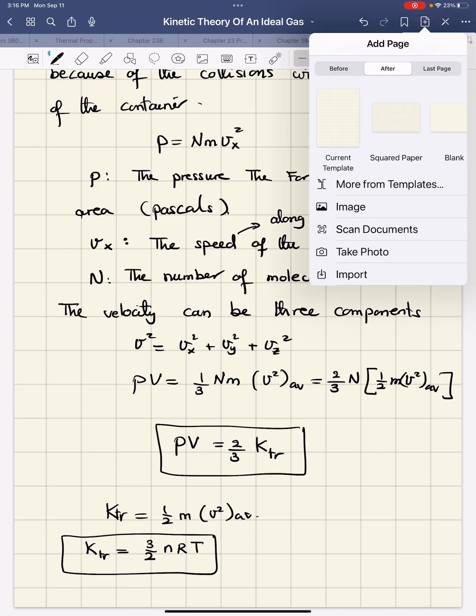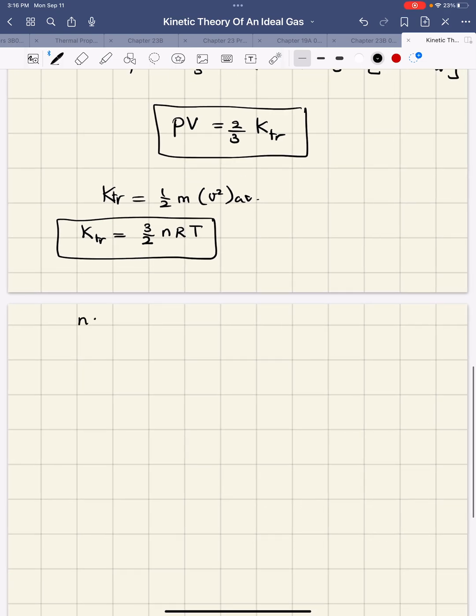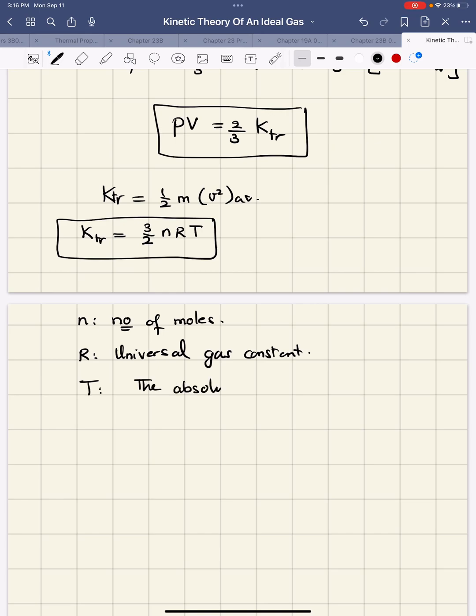And I will say this here, n is the number of moles. R is the universal gas constant. And T is the absolute temperature or the Kelvin temperature. And of course here this has units of joules.